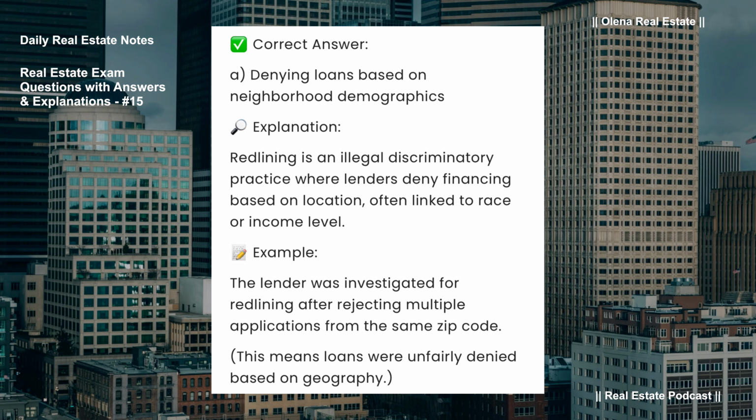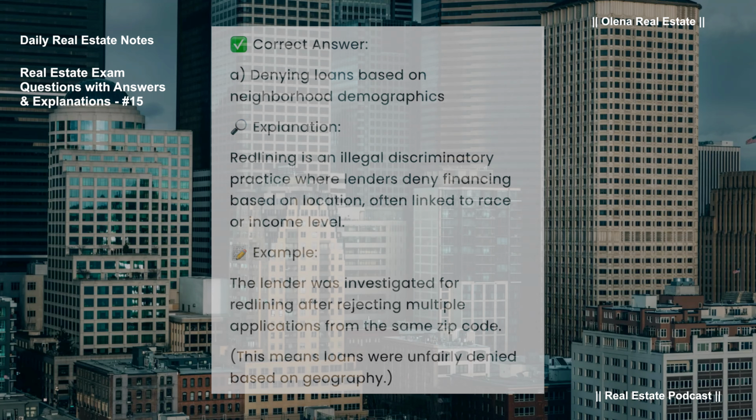Redlining is an illegal discriminatory practice where lenders deny financing based on location, often linked to race or income level. For example, the lender was investigated for redlining after rejecting multiple applications from the same zip code. This means loans were unfairly denied based on geography.